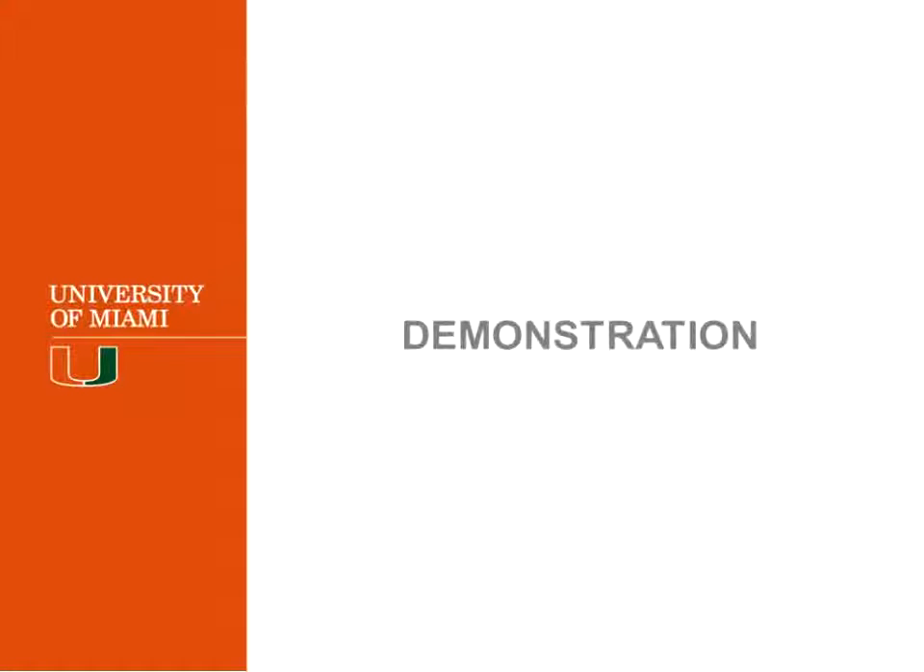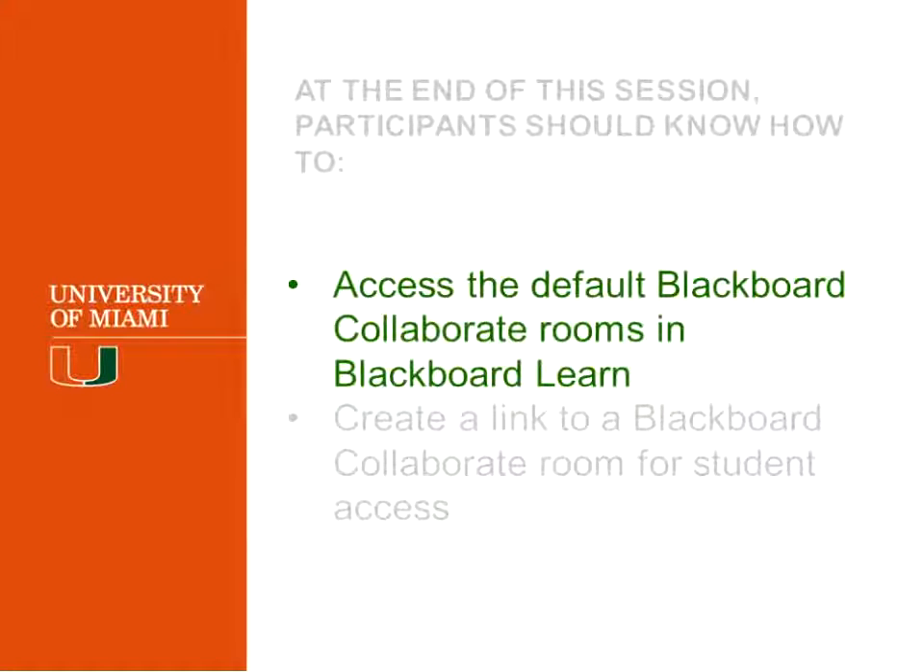Okay, let's go back to the whiteboard. And I said that there were two goals in this session. One is to access the default Blackboard Collaborate rooms in Blackboard Learn. So I hope that you understand what the rooms are. There's a room for every class. There's a room for every instructor by default. Don't have to do anything for those. And you access them through the control panel, course tools, Blackboard Collaborate.